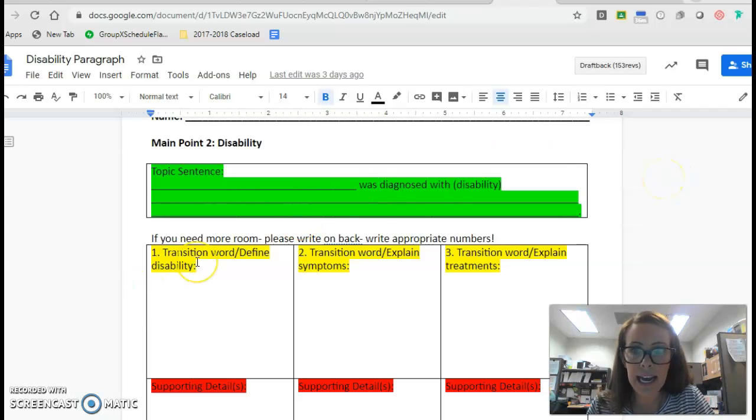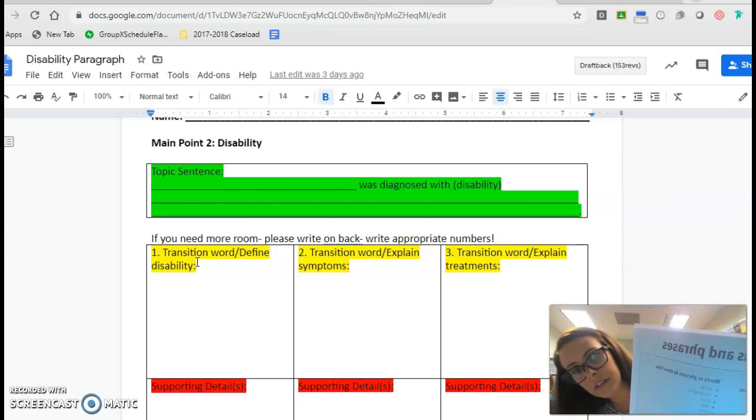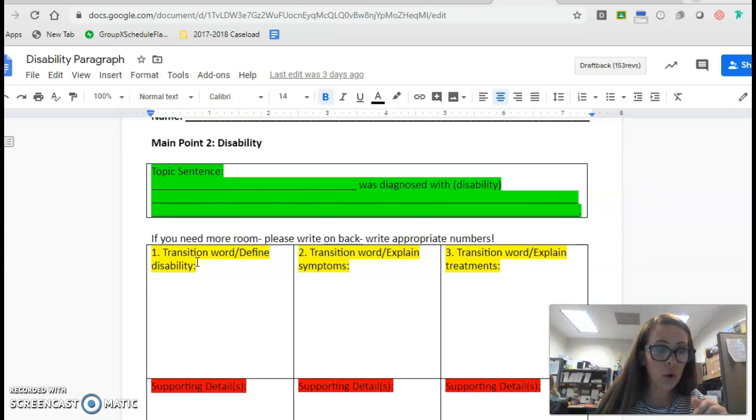Do not forget a transition word in each yellow box. Please do not put first, second, and third. This is the list that I gave you. Get it out. Find new words for each paragraph. Please don't use the same ones that you used in the last paragraph.